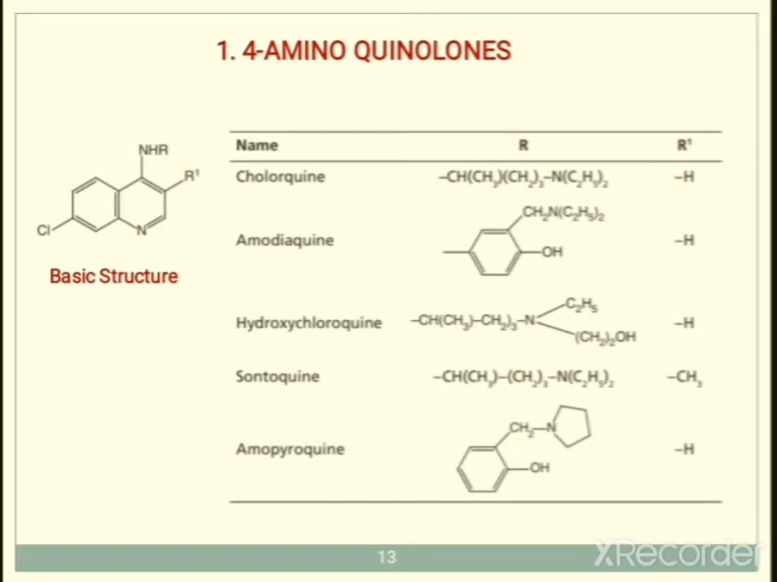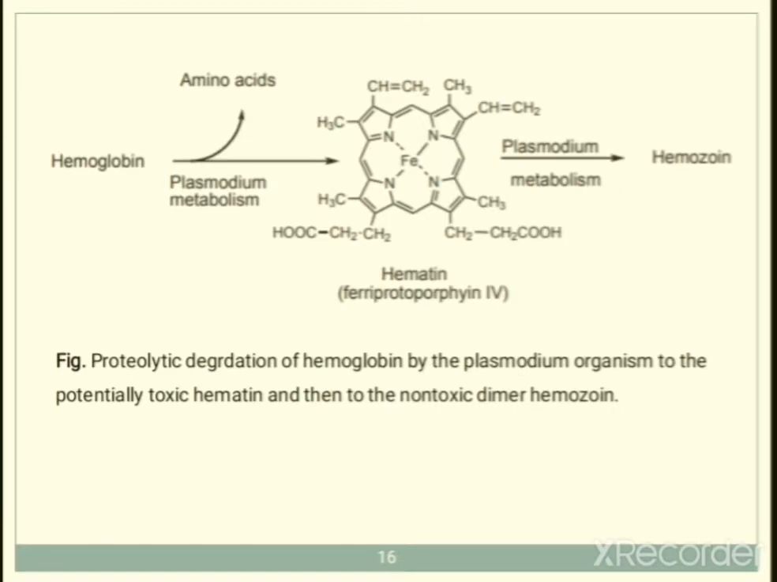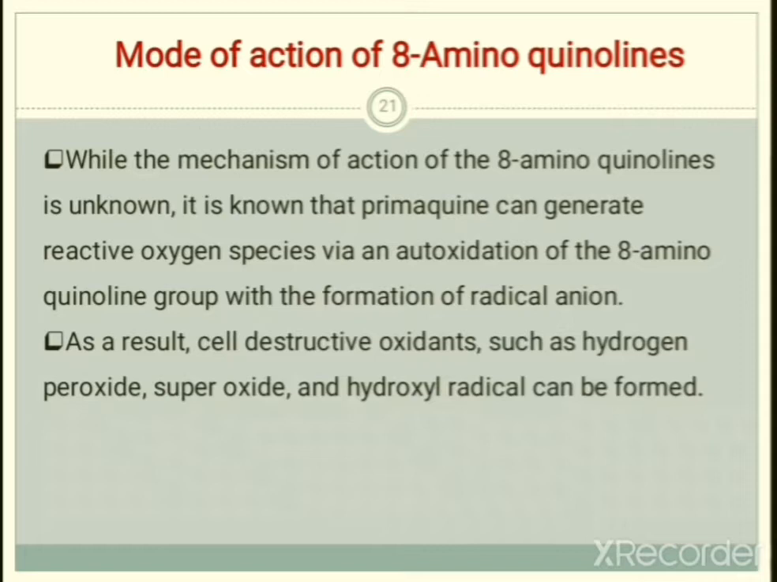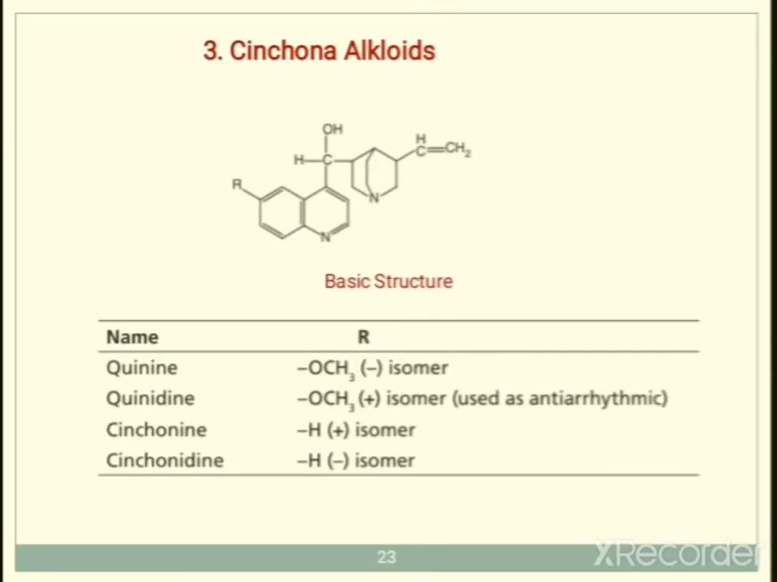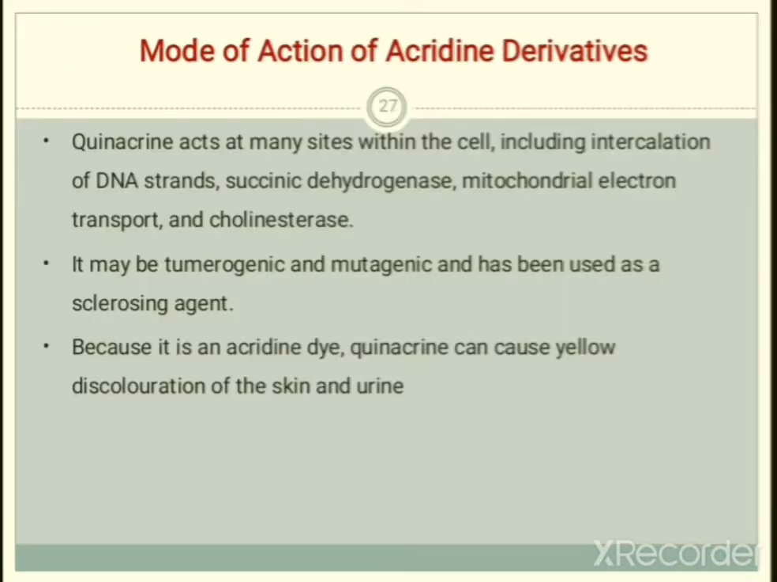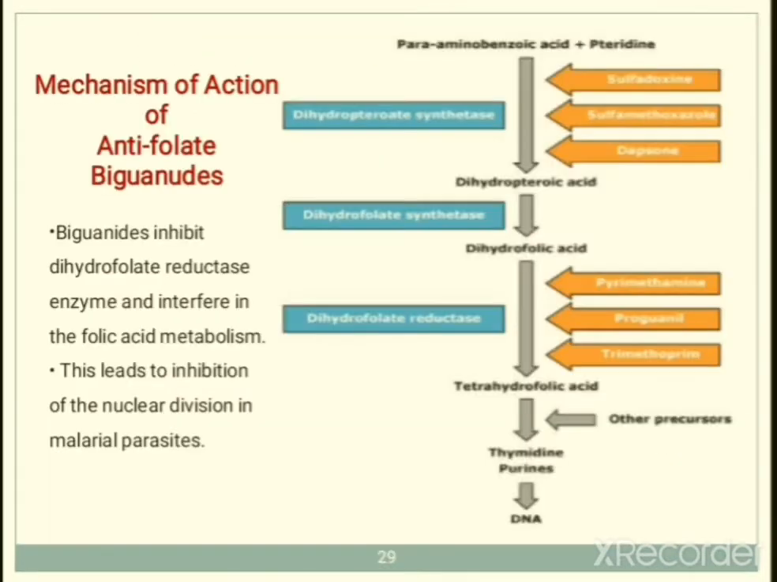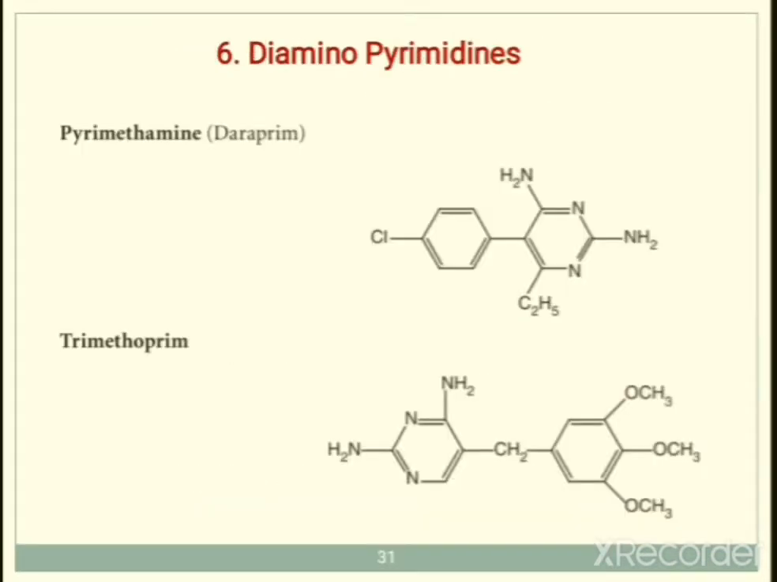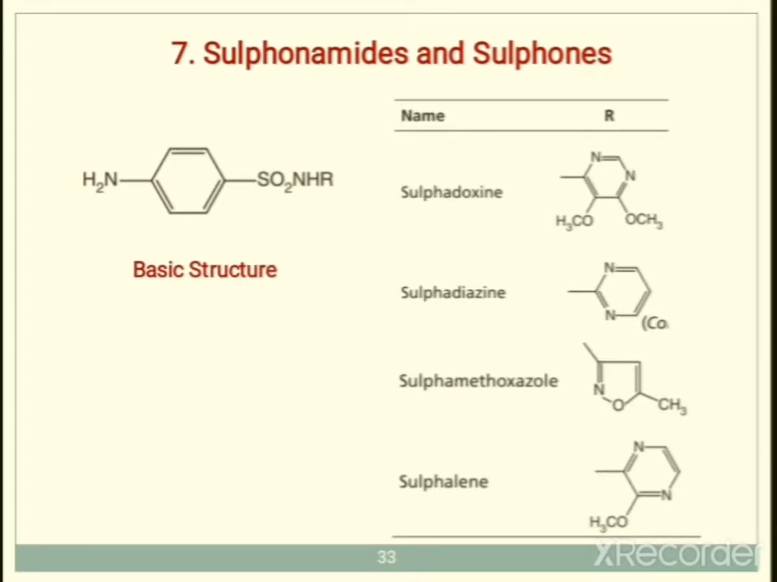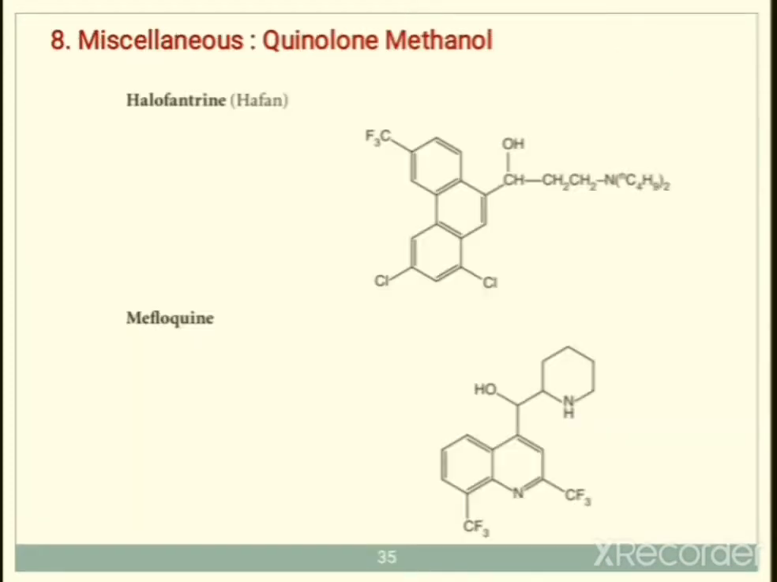In that we have seen 4-aminoquinoline derivatives. Further we have seen 8-aminoquinoline derivatives. Then the next class from these antimalarial agents is Cinchona alkaloids. Then further we have gone with the acridine derivatives. Then antifolate biguanides we have seen. Then further we have seen the diaminopyrimidines and sulfonamide and sulphone derivatives. So all these classes we have seen with their structure activity relationship, mode of action and their side effects.